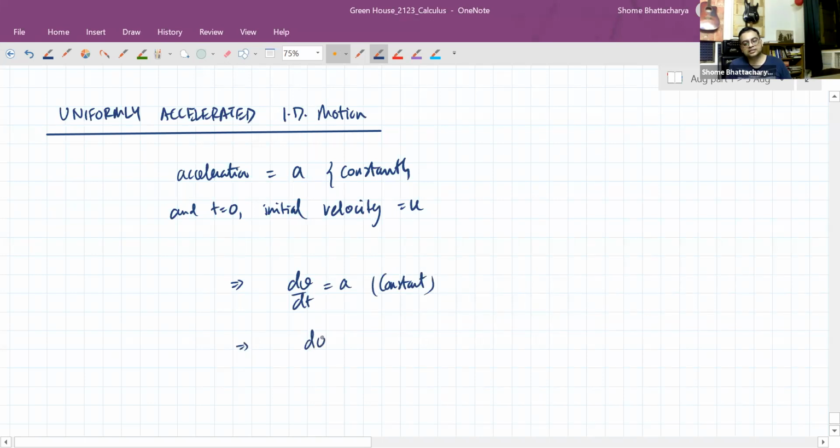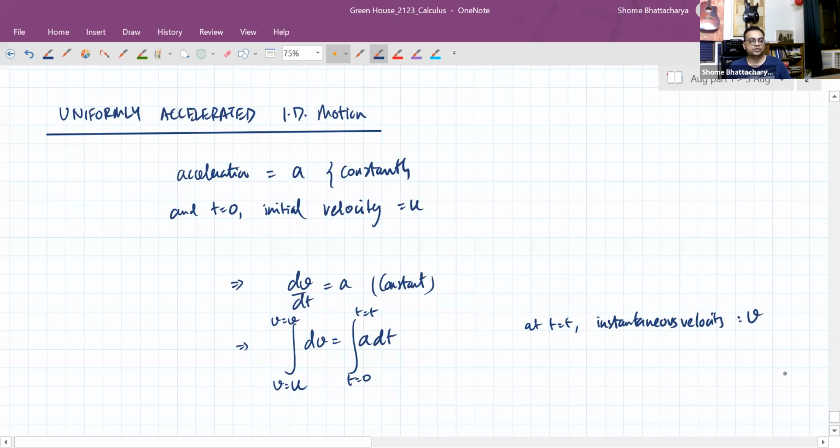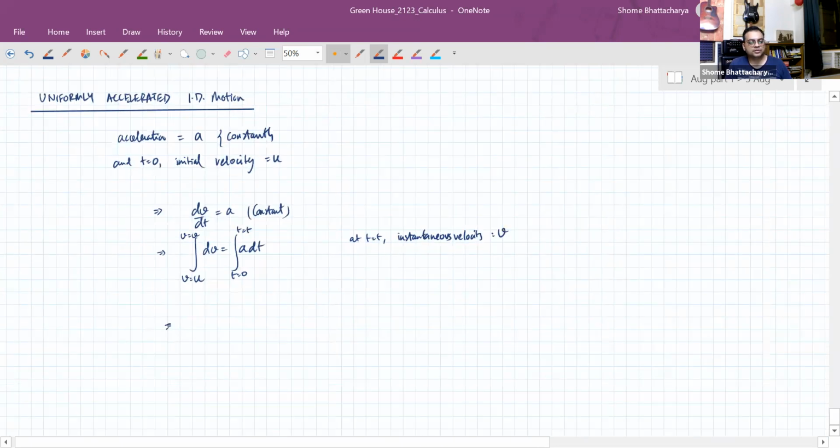If we integrate this relation, we'd seen earlier that integration of acceleration with respect to time is change in velocity. So at t equal to 0, the initial velocity is u, and at some time t, the instantaneous velocity, that means the velocity at that instant, is v, whereas initial velocity is u. When we integrate both sides of this equation, the left hand side is very simple. It will give us this from u to v.